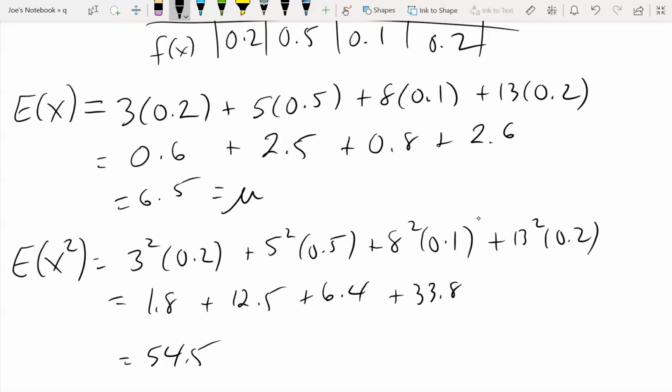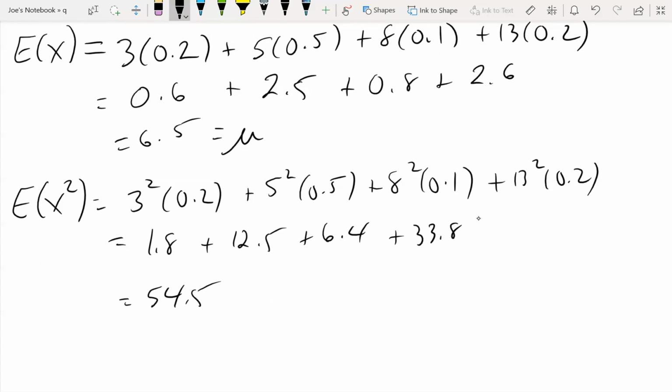That's not mu squared, definitely not. Because mu squared would be 6.5 squared, right? That's not going to give you 54. 7 squared is 49. So the sample result should be that the variance, the expected value of x squared, has to be bigger than the square of the mean. The only thing it could be is 0. It can never be negative.